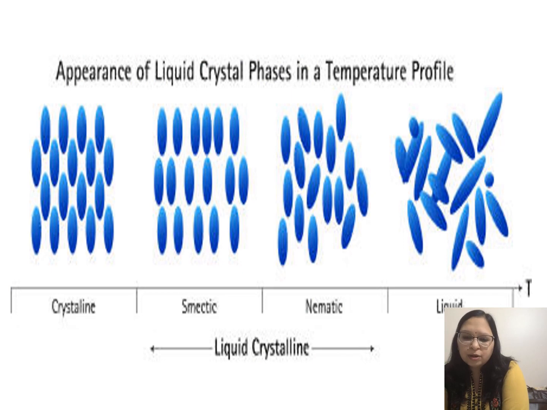This is a very beautiful diagram in which, on the basis of temperature, all the types of liquid crystals are seen. This is the crystalline phase, meaning all the solids. Then this is smectic, this is nematic, and this is again the liquid. The journey from solid to liquid via the liquid crystalline state, that is smectic and nematic.